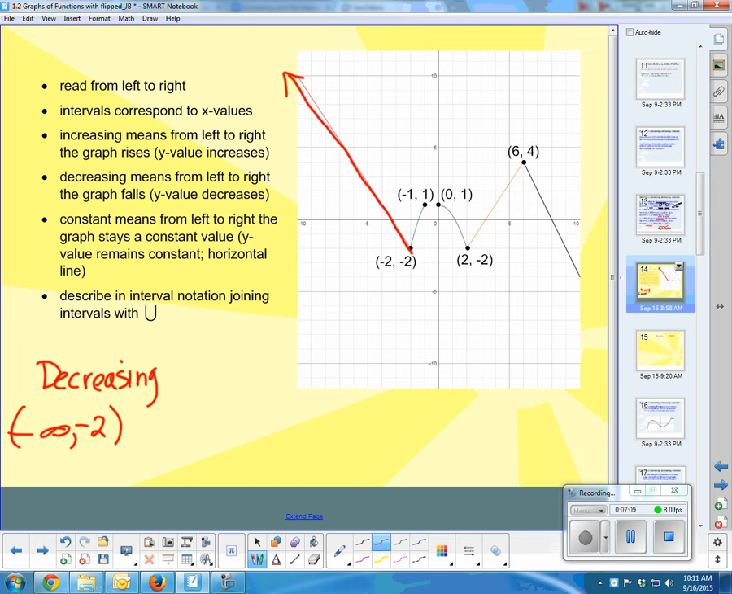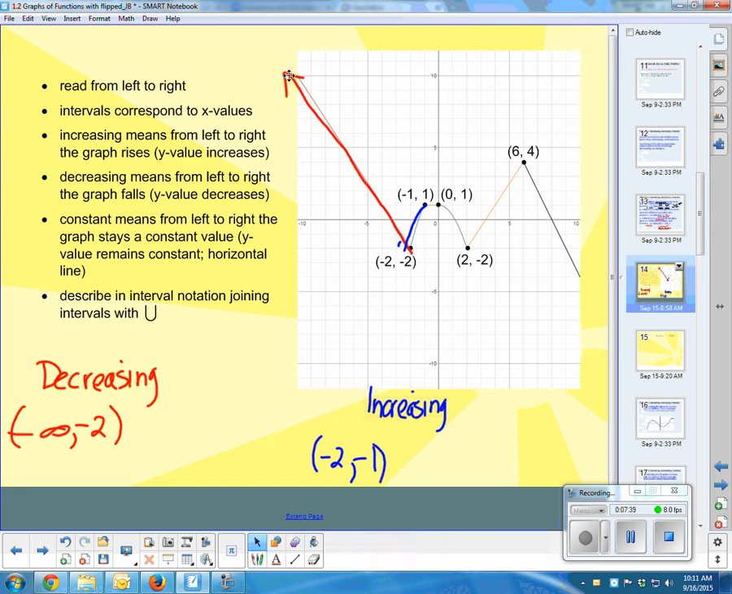So now I'm going to continue going to the right, and I'm going to follow from -2, I'm going to follow the curve here. And I start going to the right, and in order to go to the right, I have to go up. So I'm increasing. I started at -2, and I stopped at x equals -1. So from left to right, I started at -2, and I went to -1, and that's where I was increasing.